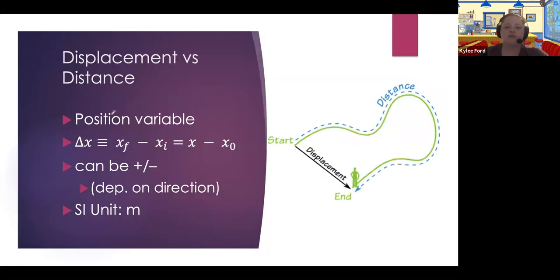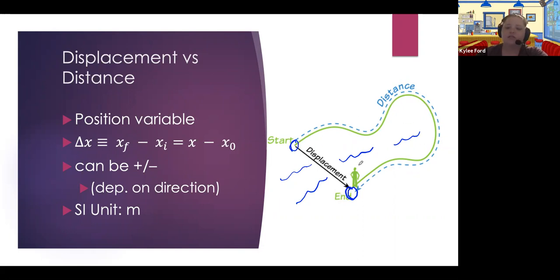The first thing that we need to understand is displacement, and especially we want to know the difference between displacement and distance. They're both position variables, but here's the difference. I have a start here and an end here. Say that this is some kind of lake, and we can't just walk through the lake, so we're going to have to go around this whole lake.